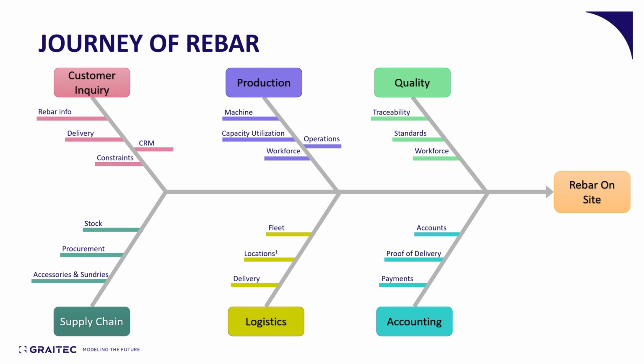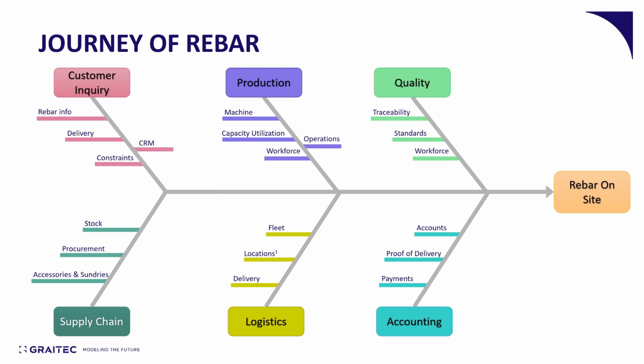So on one section, you've got the customer inquiry where it needs the rebar info, delivery constraints, and CRM. You need to have a supply chain. You need to have stock. You need to have procurements and accessories, sundries for it to be producing rebars to the customer inquiry. And once you have both of them, you can go into production, which is the machine, capacity utilization, workforce operations.